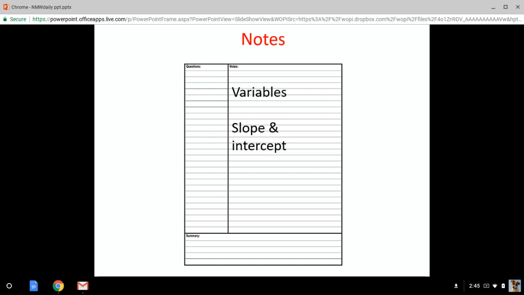So let's go on to our notes for today. What we're going to do is talk about variables and slope and the intercept with those variables. It's going to be extremely important that you put this in your notes. You will not be able to do the work for the homework tonight without it. So I hope that this is in here.